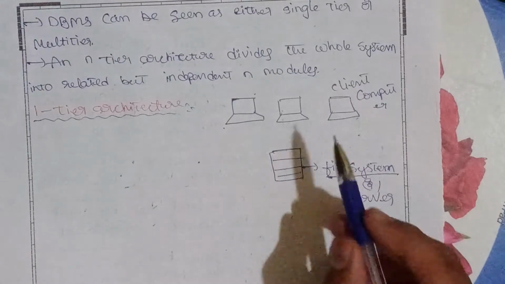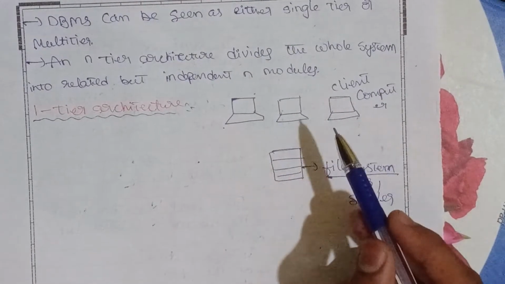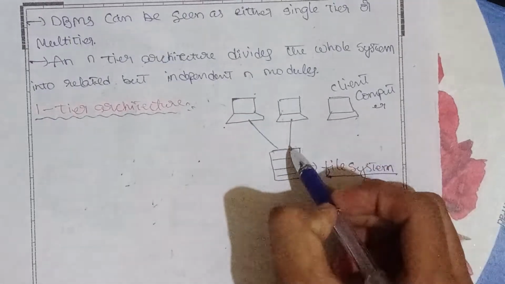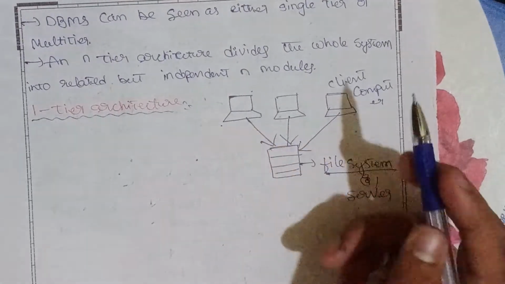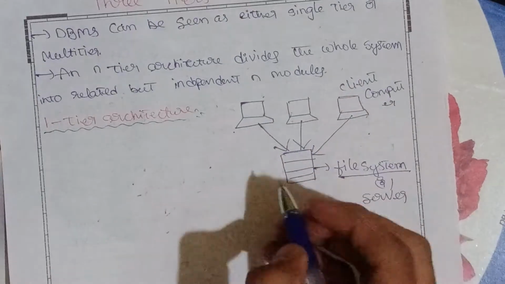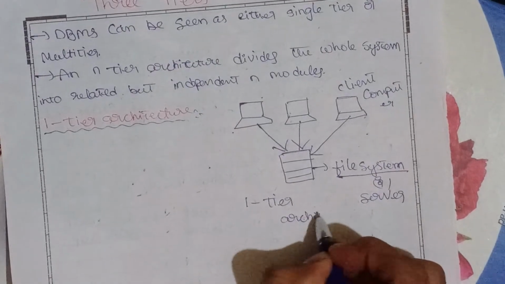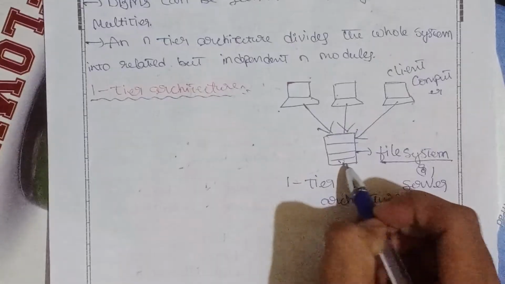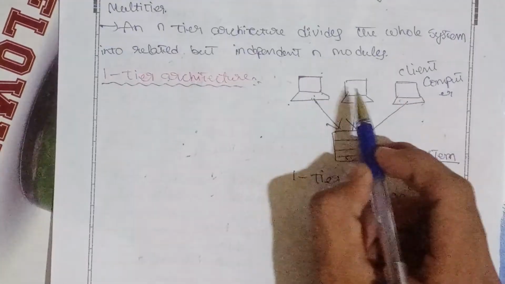In one tier architecture, rather than a database server, we use the file server. So this client computer interacts with the file server. This is called one tier architecture. One tier means one server is there, and it interacts with many client computers.